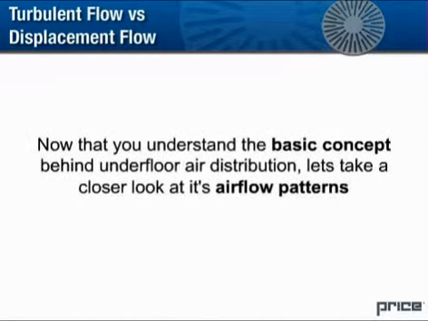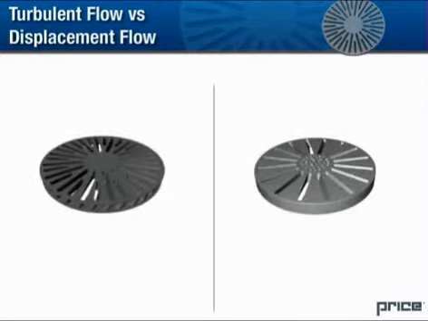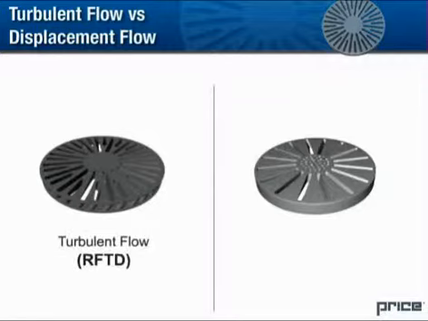Now that you understand the basic concept behind underfloor air distribution, let's take a closer look at its airflow patterns. In general, there are 2 types of flow patterns available with a raised floor: turbulent flow and displacement flow. As you'll see, these types of flow have different velocity distribution and varying effects on the vertical temperature gradient of the room.